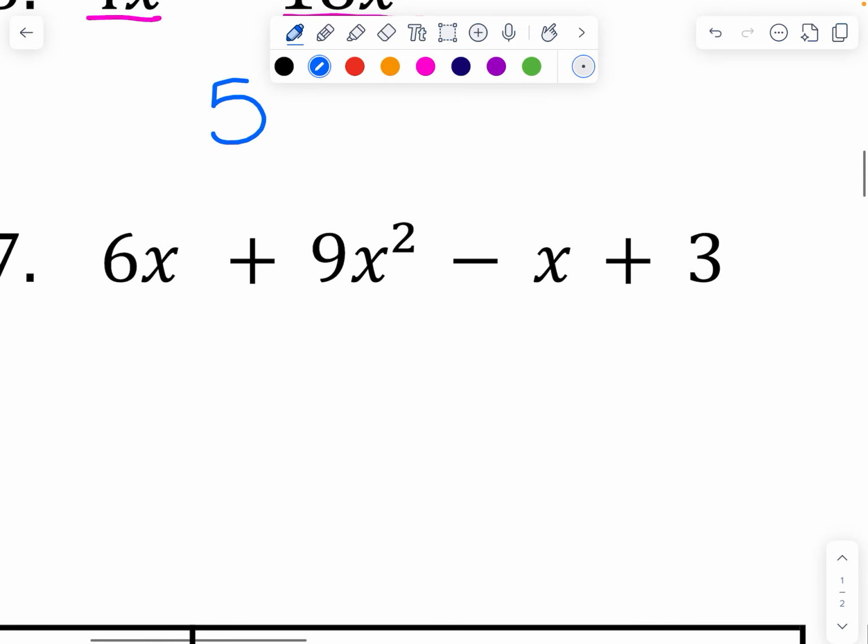Number 7, I have 6x, so that's a degree of 1. I have x squared, so that's a degree of 2. X has a degree of 1. 3 is going to have a degree of 0 because there is no exponent. So for this polynomial, the degree is just 2.